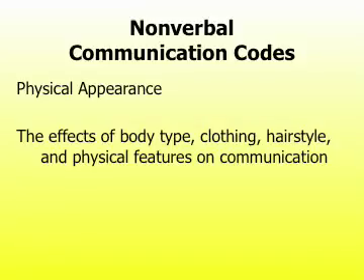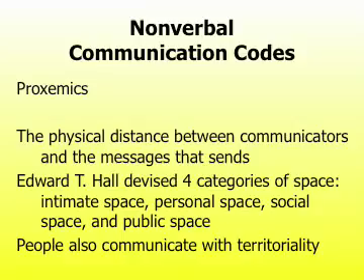All right. Next, we have proxemics, and you might recognize the root in there, prox, like for proximity or approximate, meaning closeness. Proxemics looks at the physical distance between communicators and the message that sends. As you know from our textbook, Edward Hall discussed 4 categories of space. Intimate space, which is 0 to 18 inches of space between people. Personal space, which is 18 inches to 4 feet. Social space from 4 feet to 12 feet. And then public space from 12 feet out.